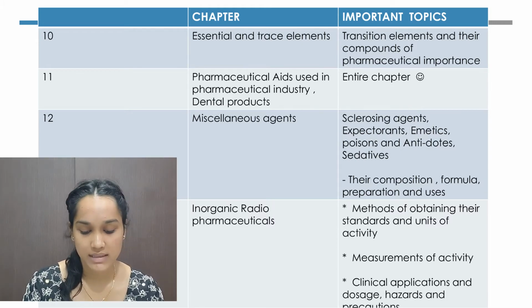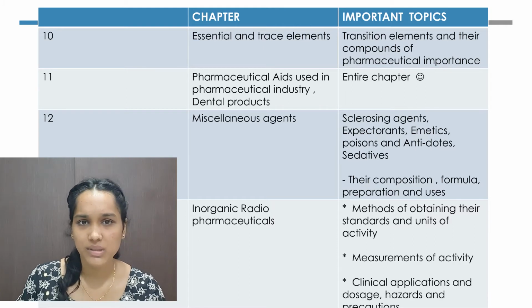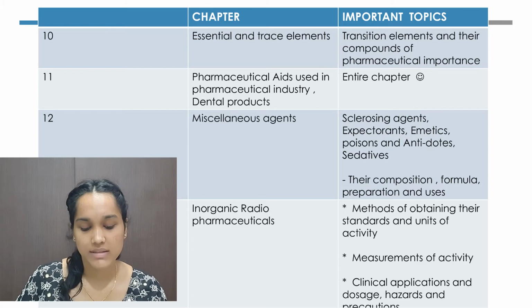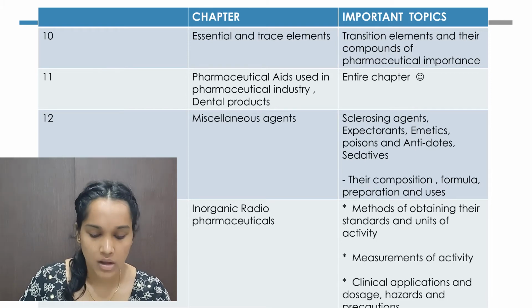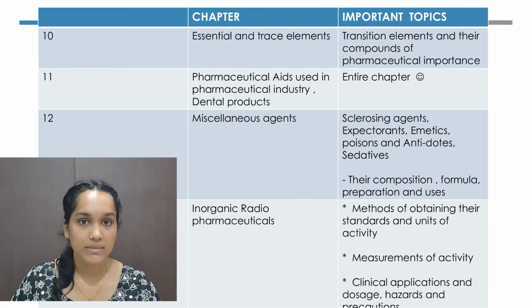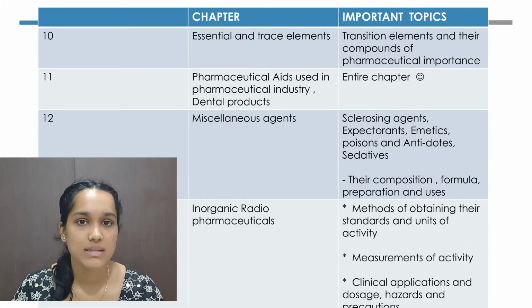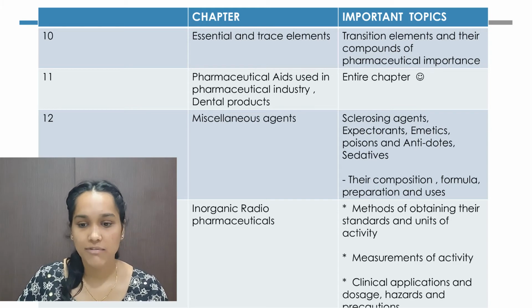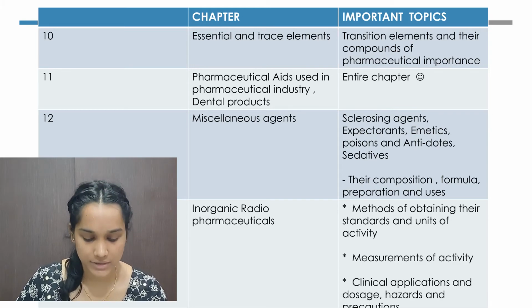Then dental products is important. Again, every 2 years at least one question is asked. Write a note on dentifrices or anticaries agents. Or a question can come like that, or any compound they will mention and they will ask you what is the significance of this compound in dental products, like what is the significance of fluorine in dental products, etc.